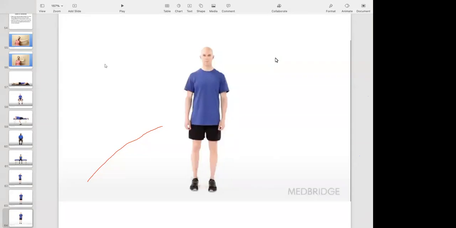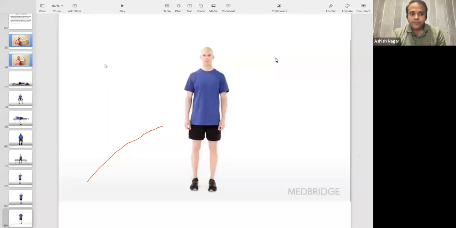Yes, sir, in brachial plexus injury, should we use ULTTs? Very good question. Now brachial plexus injury, the first thing is how did you come to this conclusion that it's a brachial plexus injury or not? The NCV studies that are done, on their basis a diagnosis comes that there is a brachial plexus injury.